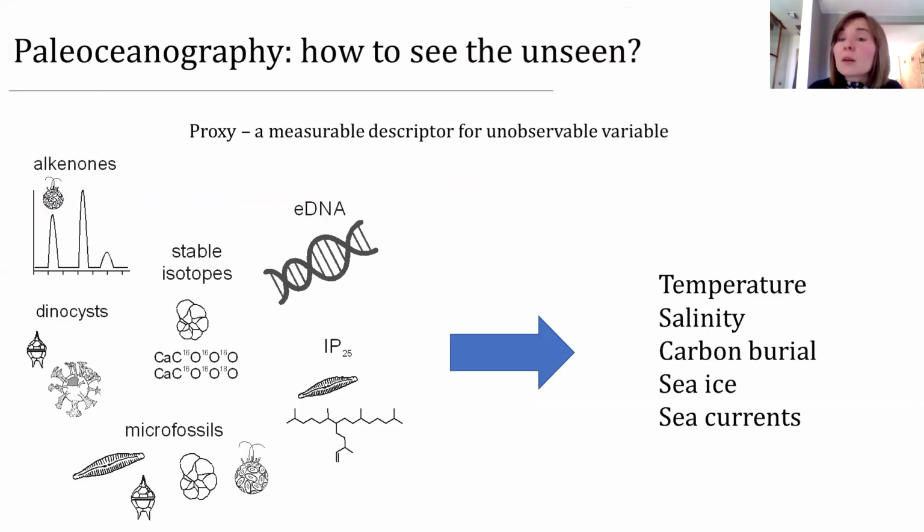These reconstructions are based on so-called proxies. A proxy, by definition, is just a measurable descriptor for an observed variable. So using a proxy is a matter of translating everything we can find in our sedimentary records, which can be chemical components like alkenones, biomarkers like IP25, isotopes, DNA, microfossils, of course, and translating this into parameters such as temperature, salinity, productivity, sea ice coverage, and so on.